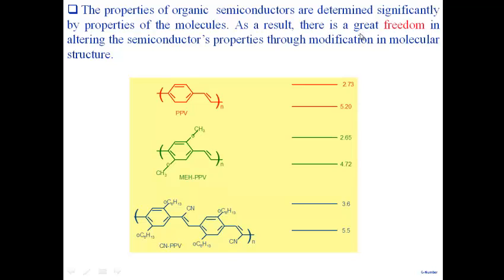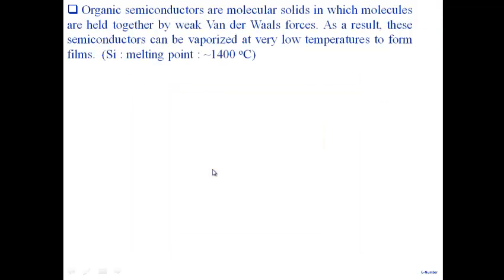So that's what I'm saying. There's a great freedom in altering these semiconductors' properties. In inorganic semiconductors you have some freedom, but very, very limited as compared to the amount of freedom that you have here. Okay. So band gaps that you can see here, energy gaps, 2.47 eV, 2 eV, 1.9 eV. You can get all these by simple modifications here.